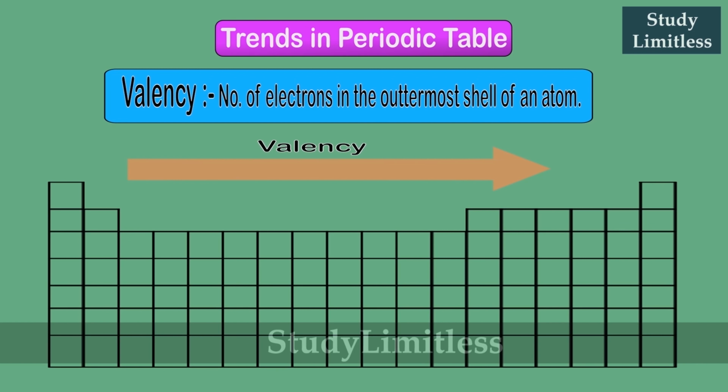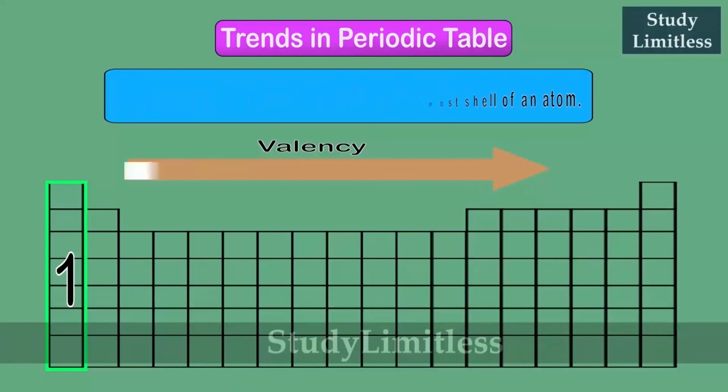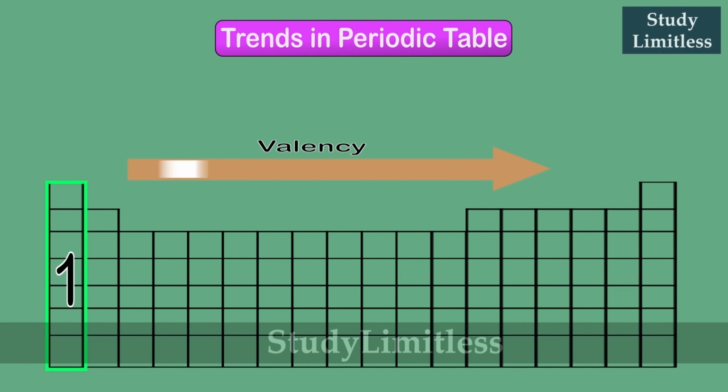If you have looked closely and understood the last topic, you would really know that the number of valence electrons in the first group is 1, and the number of valence electrons in the 18th group, which is the last group, is 8. So from this you have understood that the valency increases as you go from left to right.